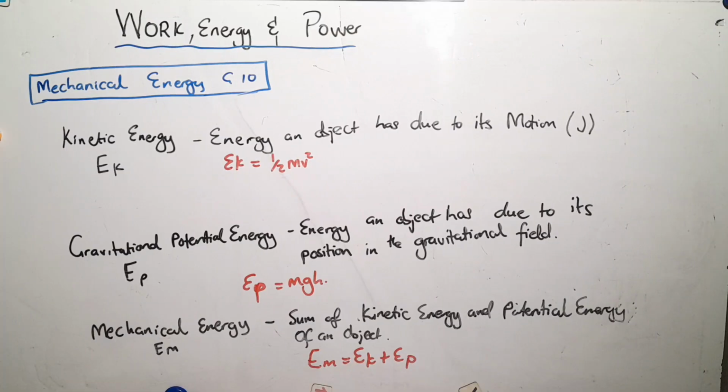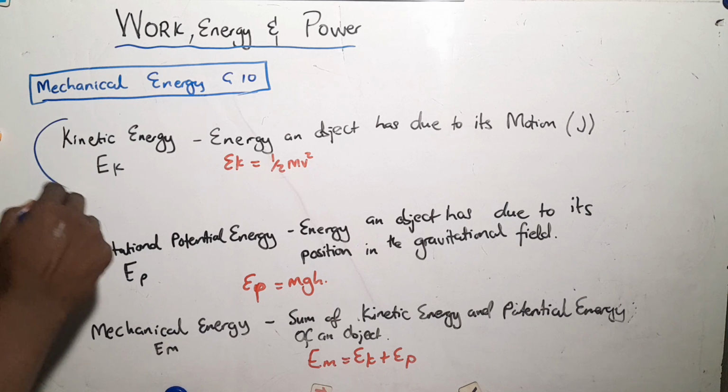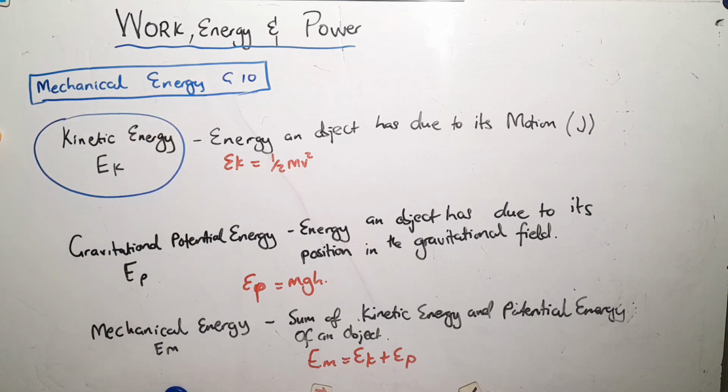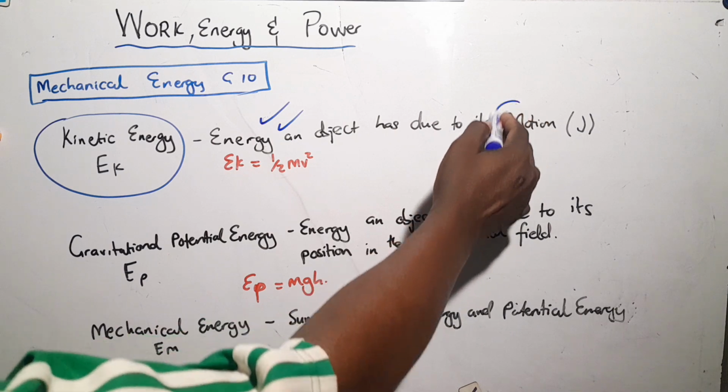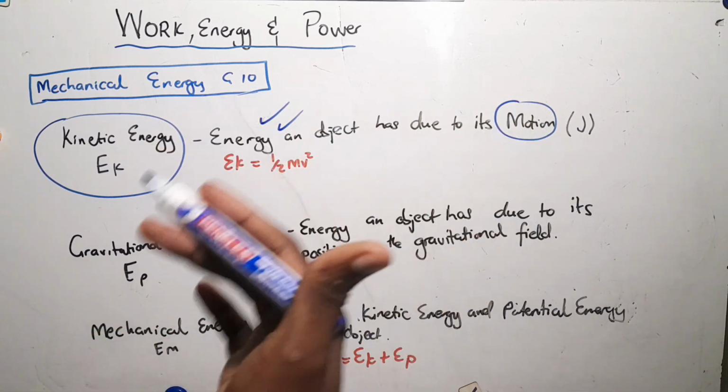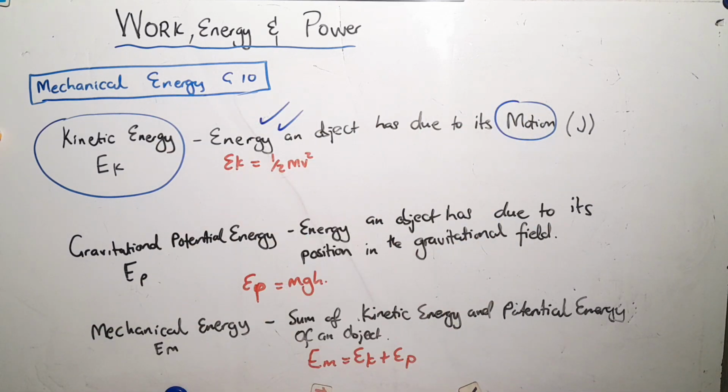In grade 10, you learned a lot about mechanical energy. There are a lot of energies in this universe. There's electrical energy, there's chemical energy, and so on. But now we're interested in the mechanical energies. First we'll talk about kinetic energy. What is kinetic energy? Kinetic energy is the energy an object has due to its motion, due to how the object is moving.